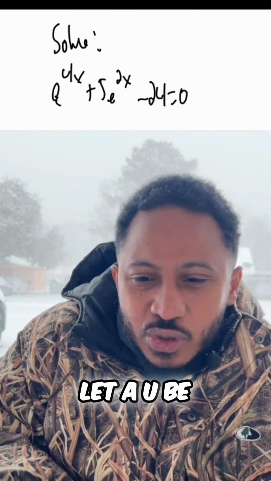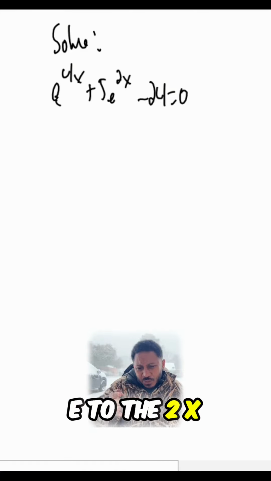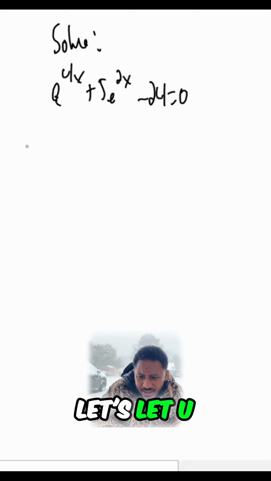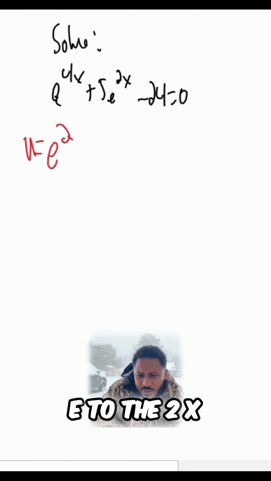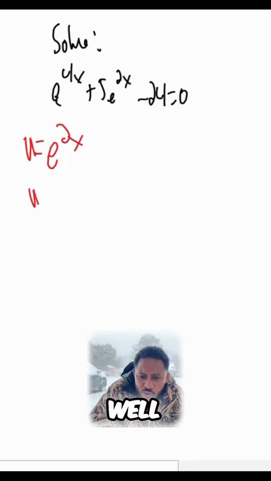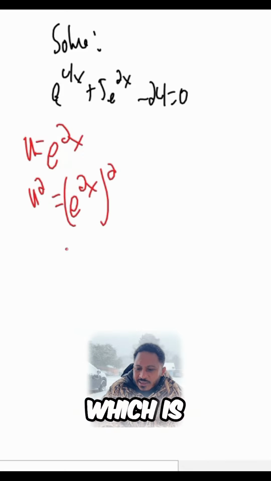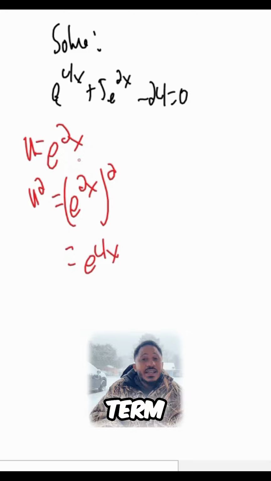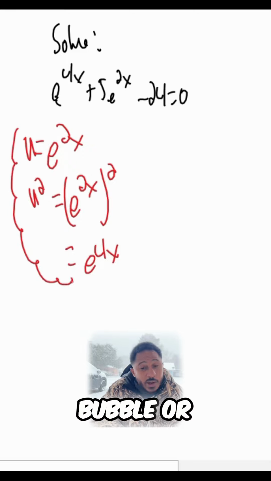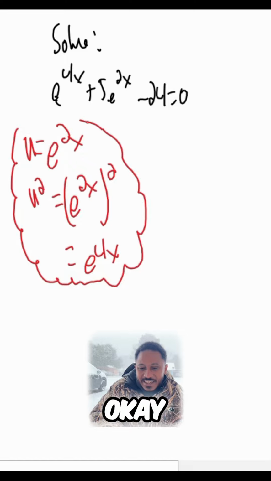Meaning, let u be, they both have an e to the 2x, kind of, right? So let's let u equal e to the 2x. Then u squared would equal e to the 2x squared, which is just e to the 4x. So the first term is just u squared. This will be our sub-bubble, or our "subble."